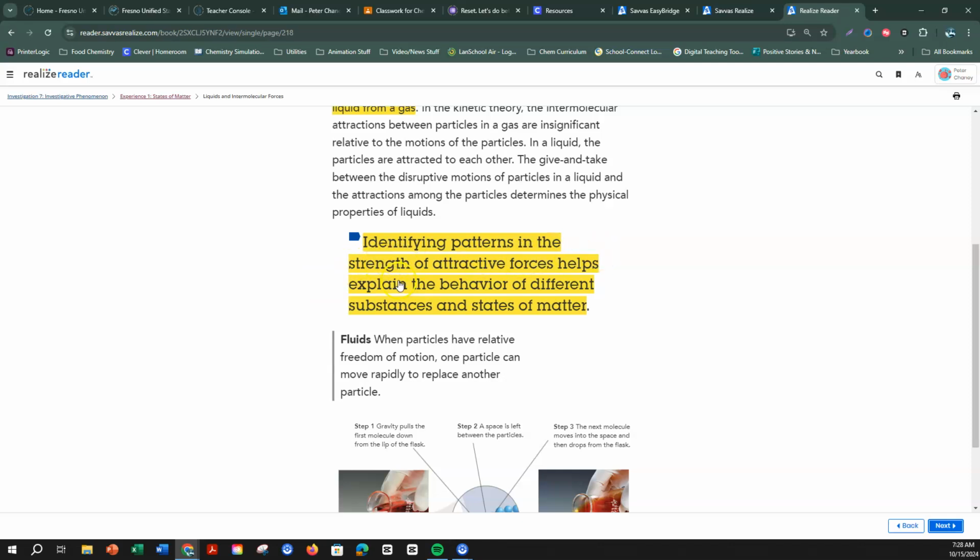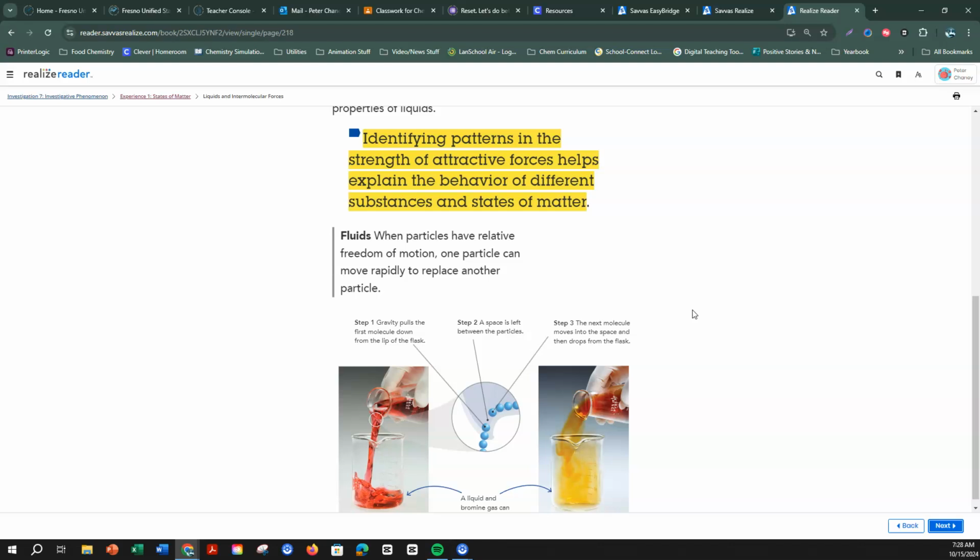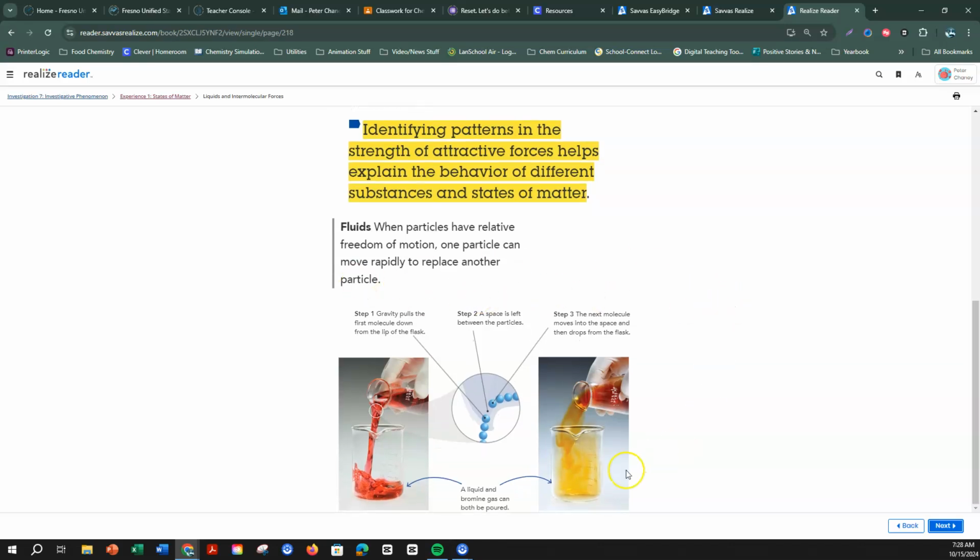Identifying patterns in the strength of attractive forces helps explain the behavior of different substances and states of matter. So when we get into bonding, we're going to talk about 3 different types: ionic bonding, covalent, and some other bondings. That's going to make a lot more sense. So this is just a diagram of how fluids will flow.